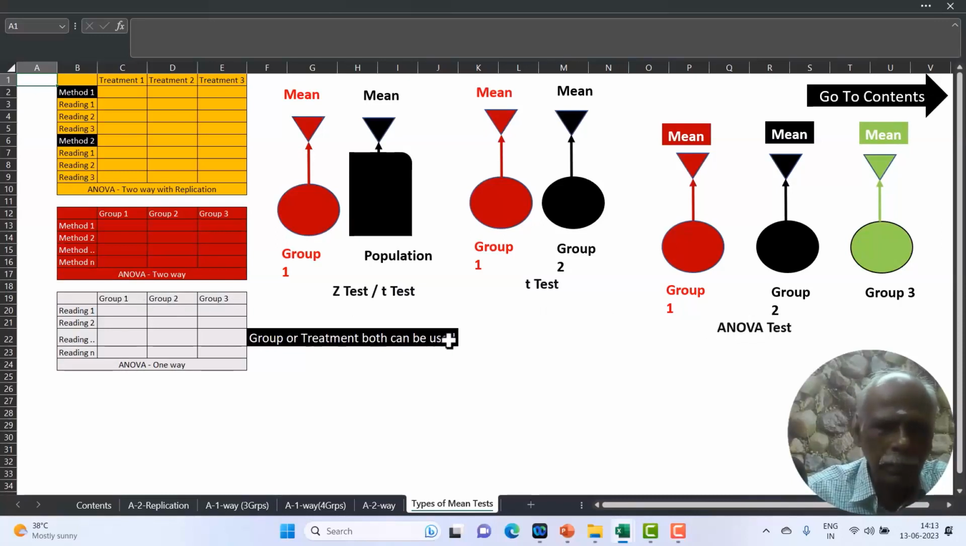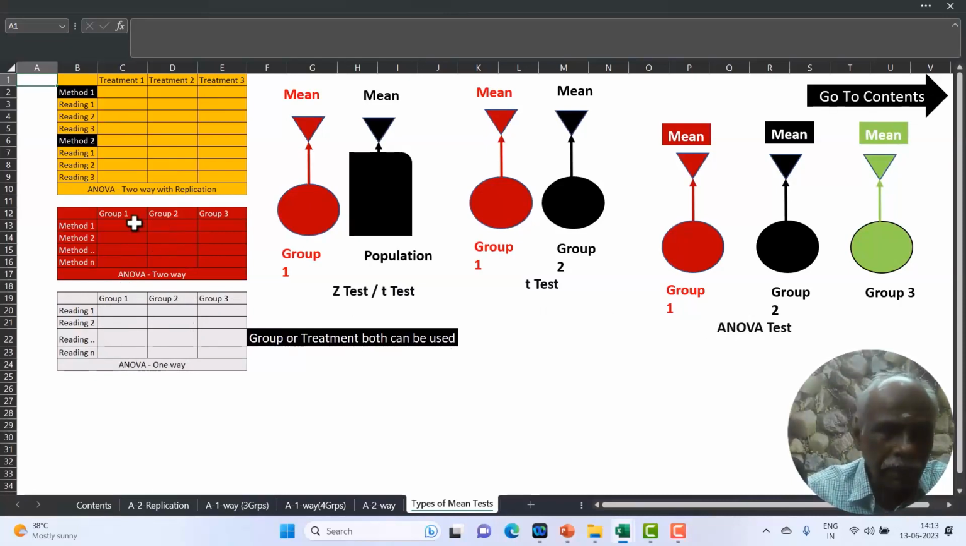Groups and treatments both can be used. That is, a treatment I can also refer to as a group. Group 1, group 2, group 3, or treatment 1, treatment 2, treatment 3. And then I am taking readings for each treatment. And this is called ANOVA one way.